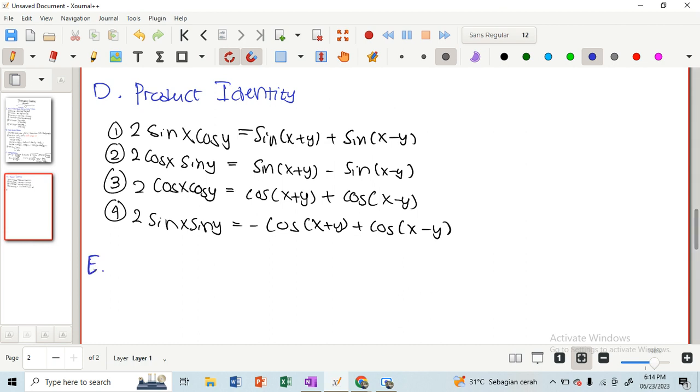sum and subtraction of trigonometric function.